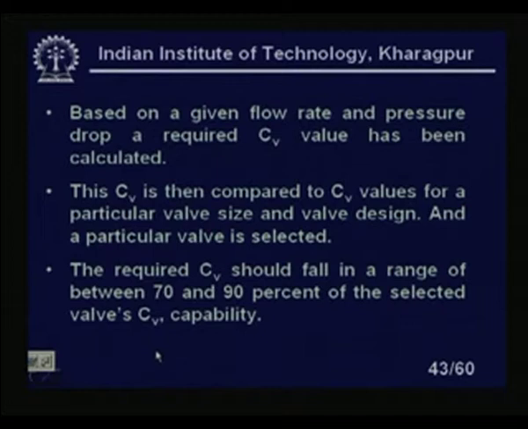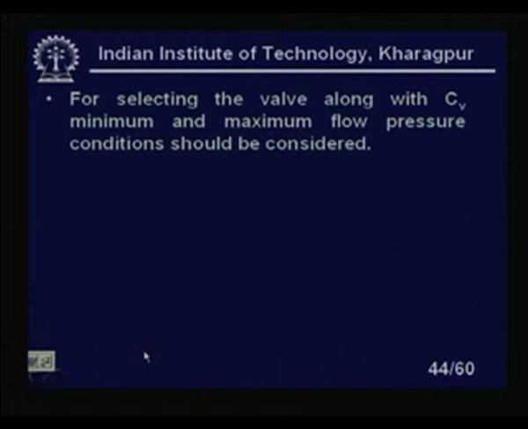The required Cv should fall in the range between 70 to 90% of the selected valve's Cv capability, not exactly the same, it is within that range, because ultimately we will find this Cv again, right. For selecting the valve along with the Cv, minimum and maximum flow and pressure conditions should be considered, also static pressures.